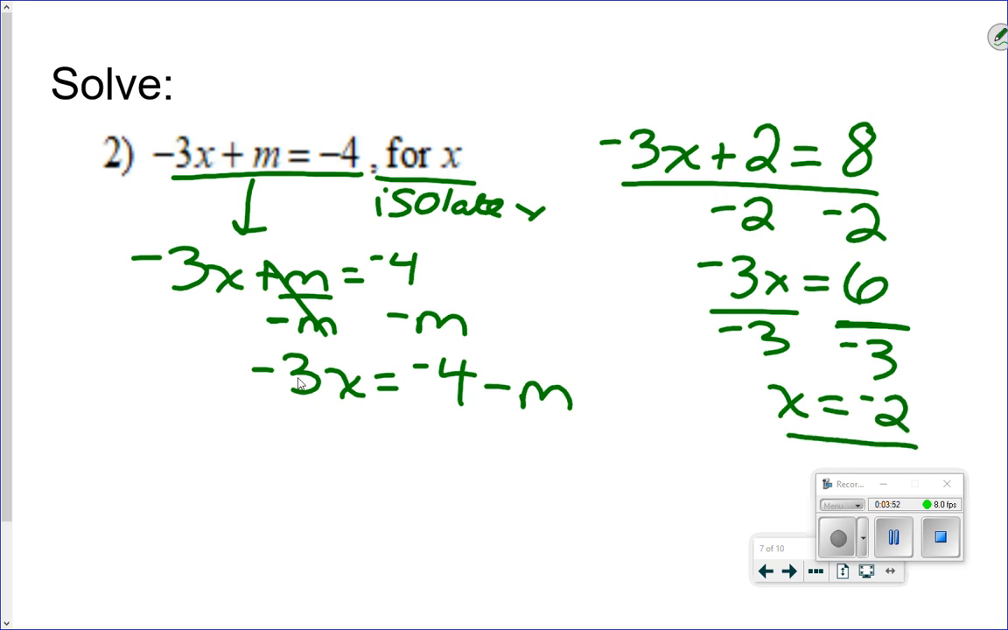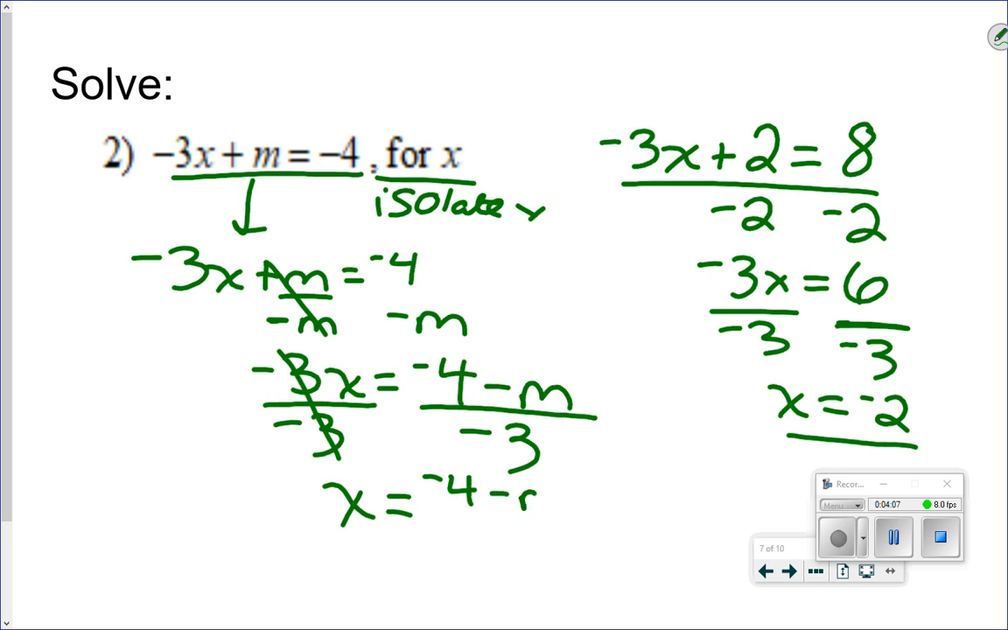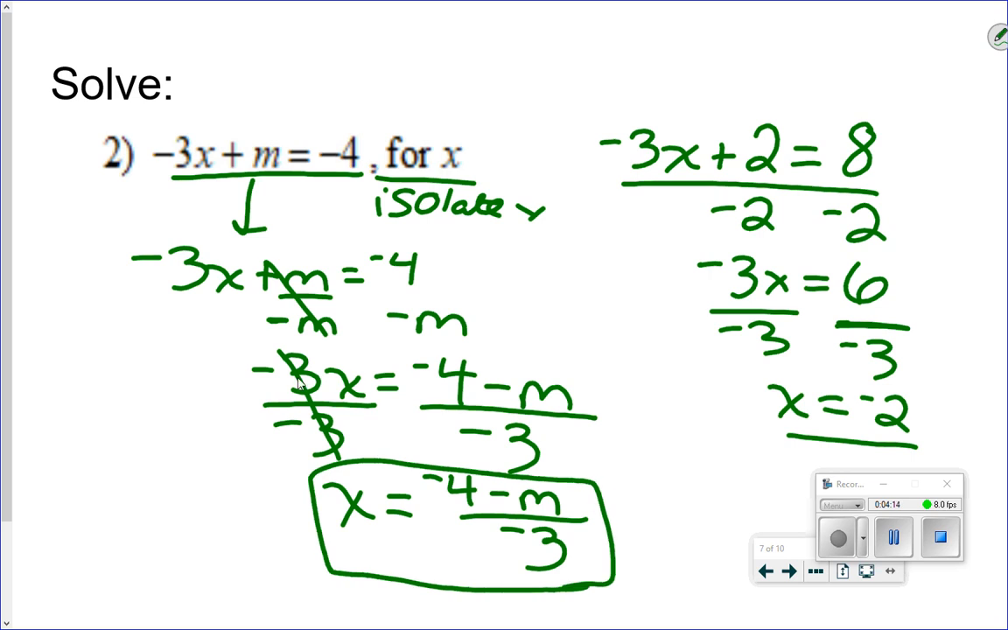In this case, we're going to do the same process. We're going to divide both sides by negative 3. Now we have to divide the whole side, so draw your line over the whole right side of the equation. Divide it by negative 3. The 3's cancel over here, and your answer on the right side just looks like that. So instead of getting a numeric answer like we did over on the right side, your answer is going to contain variables and numbers. It's going to be an actual expression for what x equals.